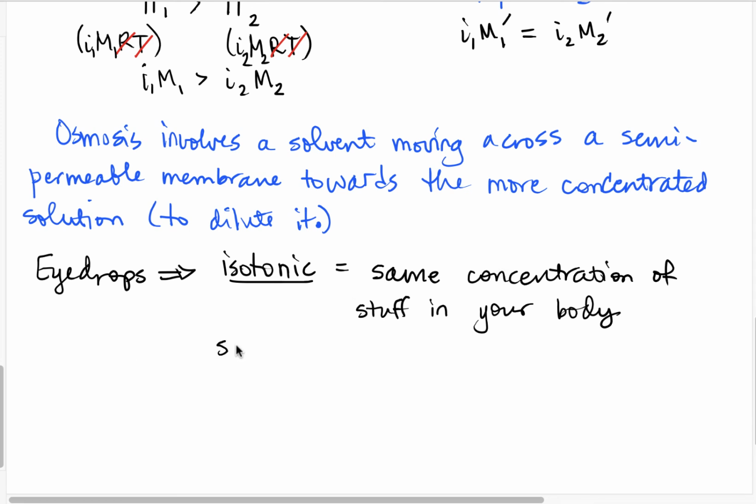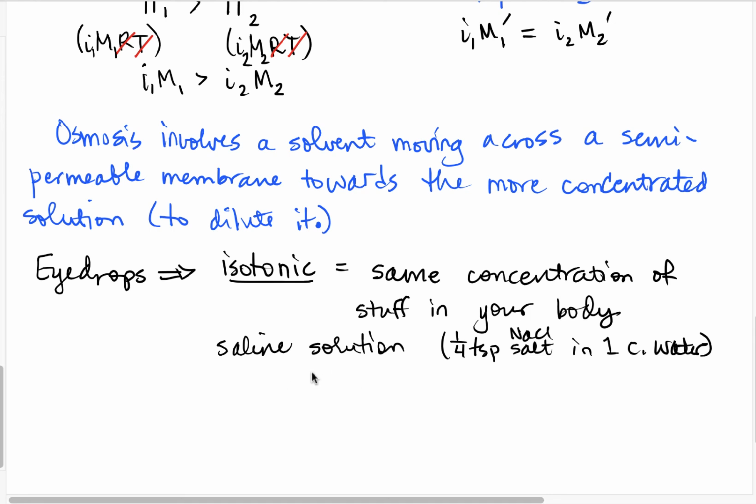So if you've ever made a saline solution, which is about 1/4 teaspoon of table salt, NaCl, in 1 cup of water, this is effectively isotonic with your body as well. So it's better to use a saline solution if you need to clean out a cut or something like that, because it's going to be gentler on those poor exposed cell membranes because it's isotonic. So this knowledge does have some practical applications.